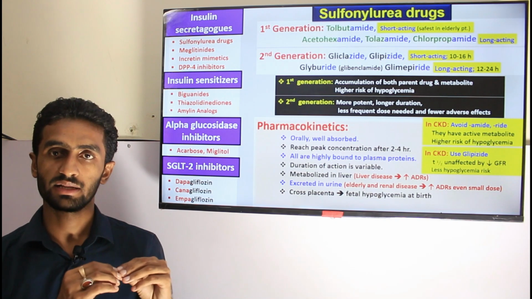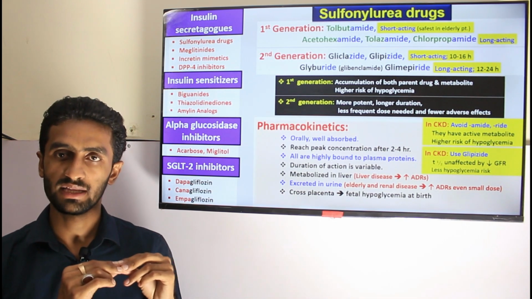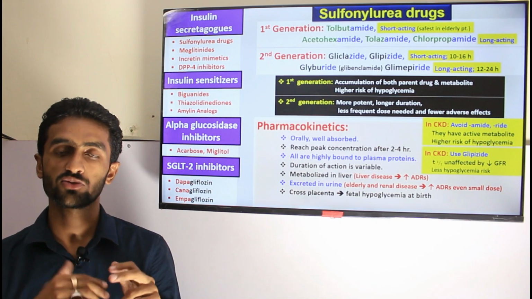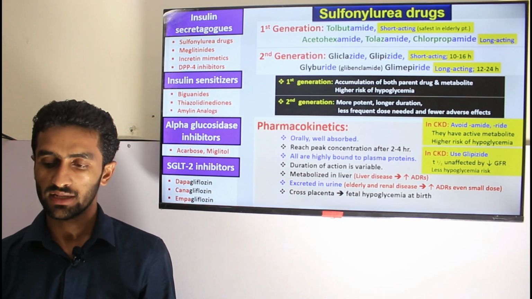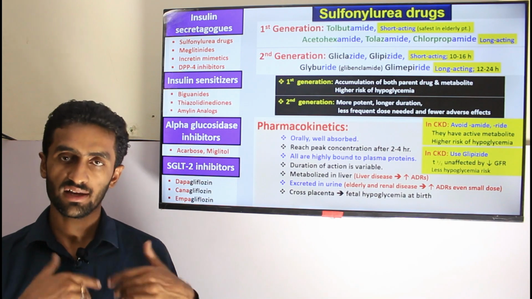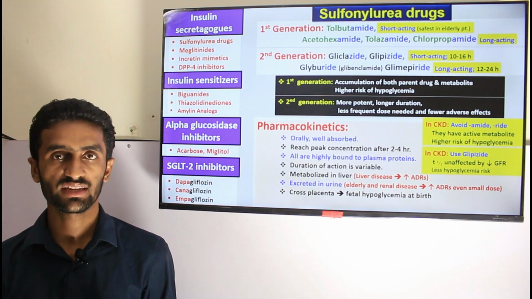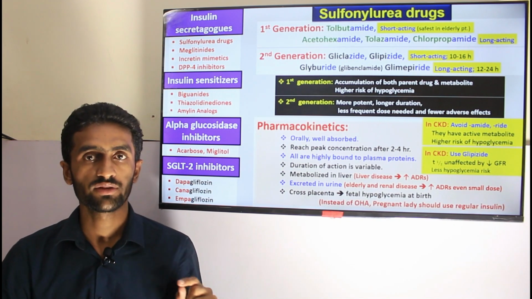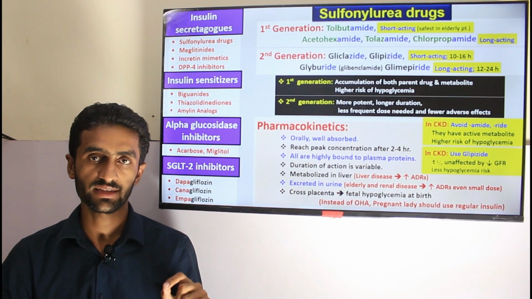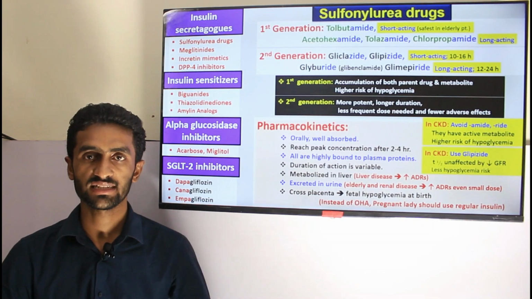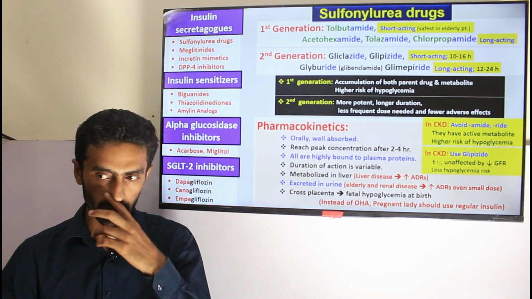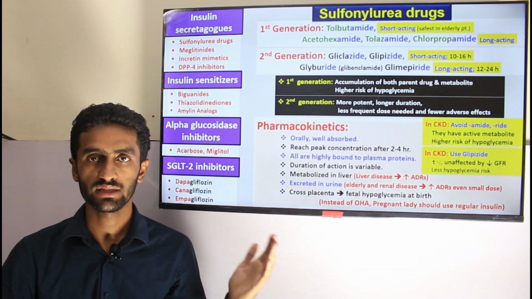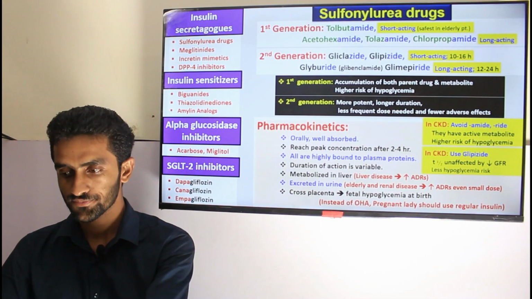Because the mummy is diabetic, the fetus is not diabetic. So if they cross the placenta, they can cause fetal hypoglycemia. Not only fetal hypoglycemia, there are also some teratogenic effects. So that's why it's contraindicated in pregnancy. Okay. Most of the oral hypoglycemics are contraindicated in pregnancy. So our drug of choice in pregnancy is mostly insulin, but nowadays metformin is also considered, but usually insulin is preferred. Okay.